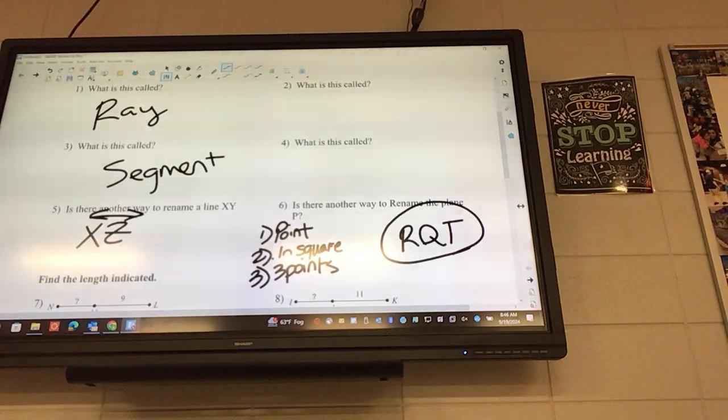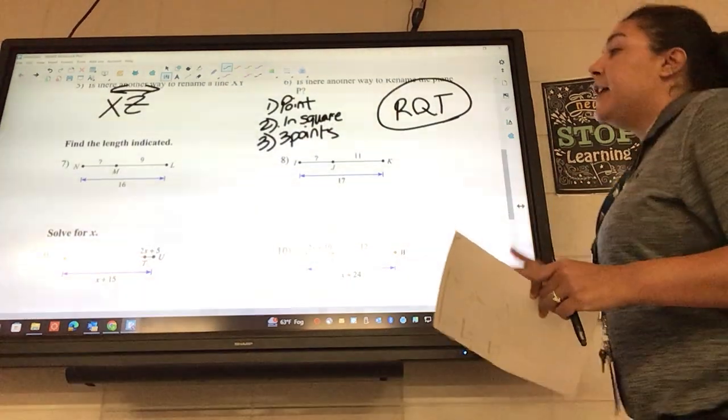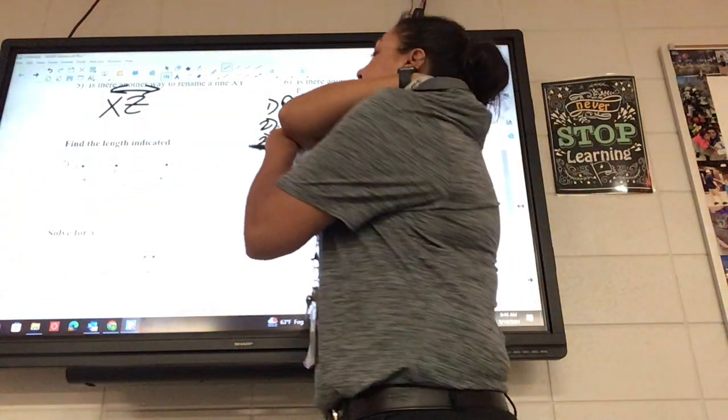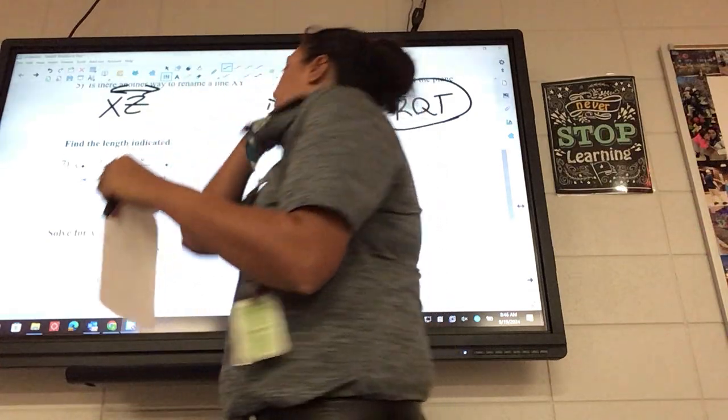Okay, number 7. If the big one is 16 and one of the little ones is 9, how do we find the other little one? Subtract. So 16 minus 9 is 7.